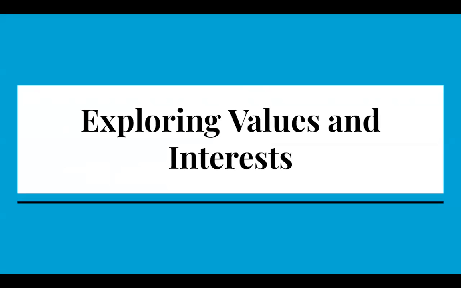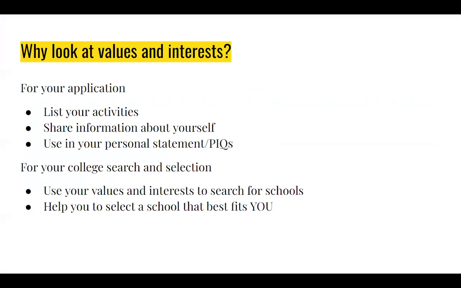We're going to talk about your values and interests. Why are we talking about this? Because on your applications, you need to list your activities. So these are your interests, right? Your hobbies, what you do, what you participate in. You also need to share information about yourself through the PIQs or personal statement, and you might talk about your values and interests. Also, as you are deciding which specific schools to apply to, these can be helpful in finding schools that match your personal values and interests.